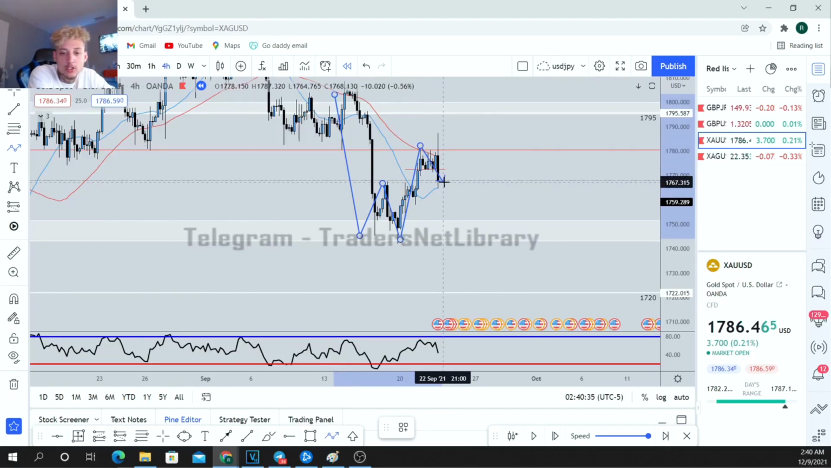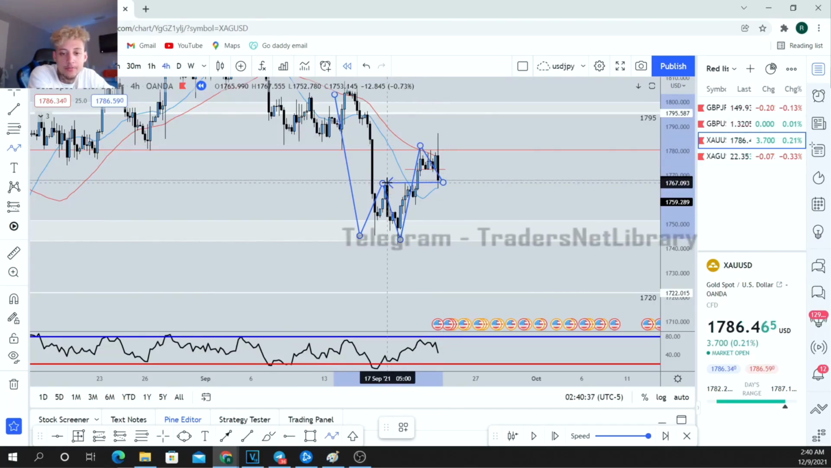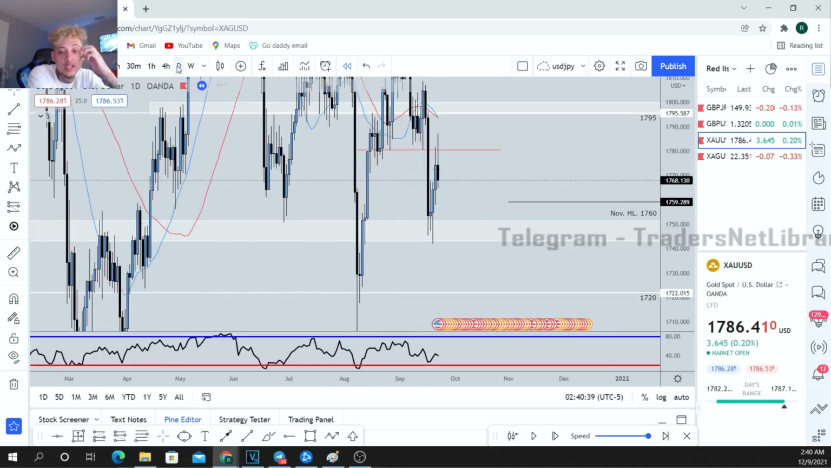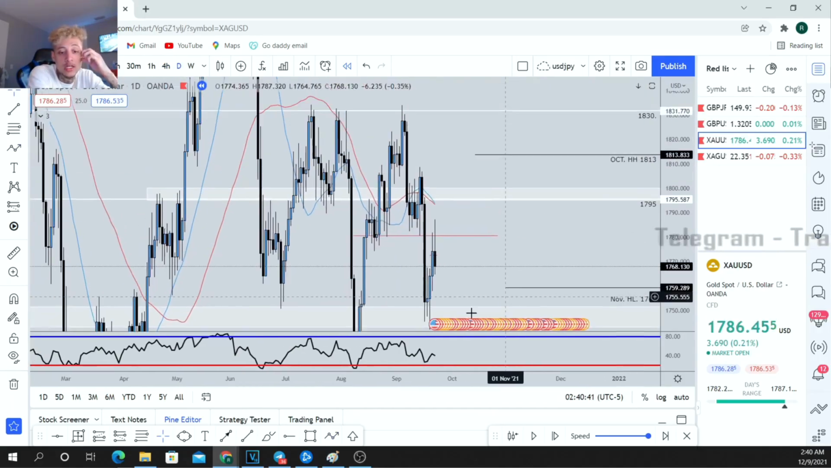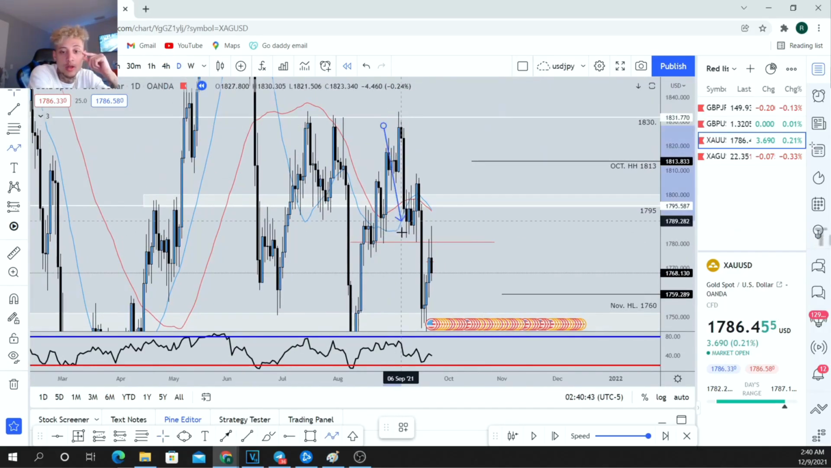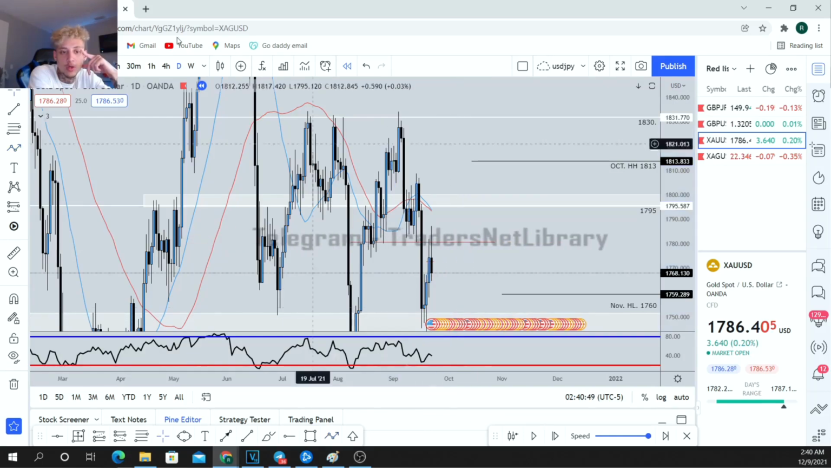It looks like it could start a 4-hour trend, right? But we know that the daily is still bearish. Why is the daily still bearish? It's simple, right? Low, lower high, lower low, lower high. So what can we expect? Price to do a lower low.